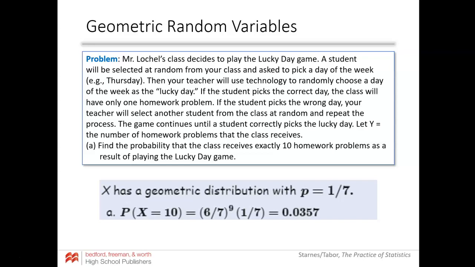So the probability of getting it correct is 1 out of 7 because the kid is going to just guess it, right? So the probability of getting exactly 10 on this geometric distribution means that you get it wrong 9 times and you get it right 1 time. Now notice we don't put a 1 because that'd be goofy. I hope y'all caught where the wrong part came from. 6 out of 7 are wrong. 1 out of 7 is correct. So 3.6%.